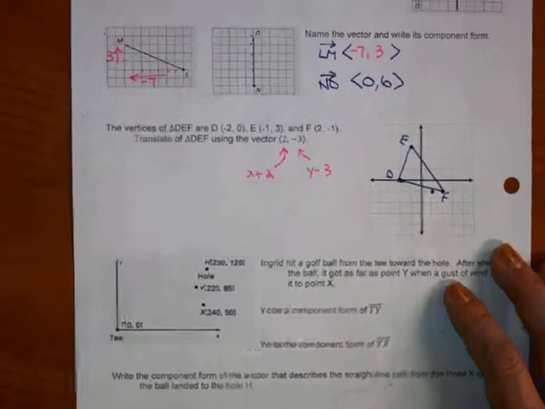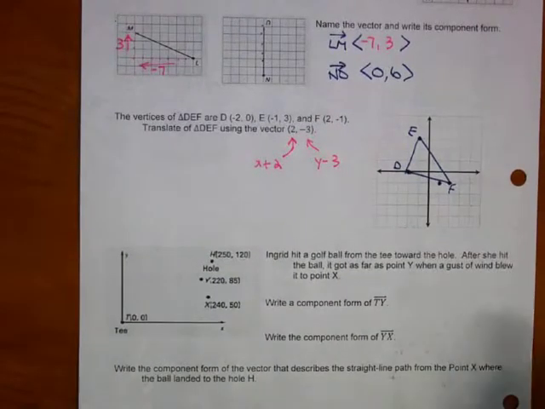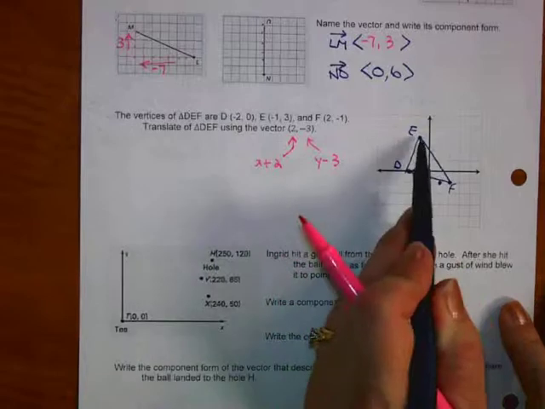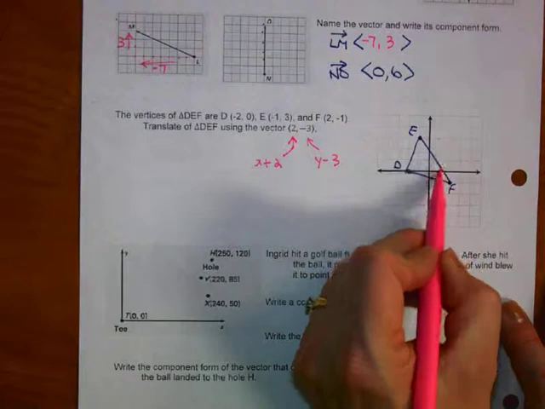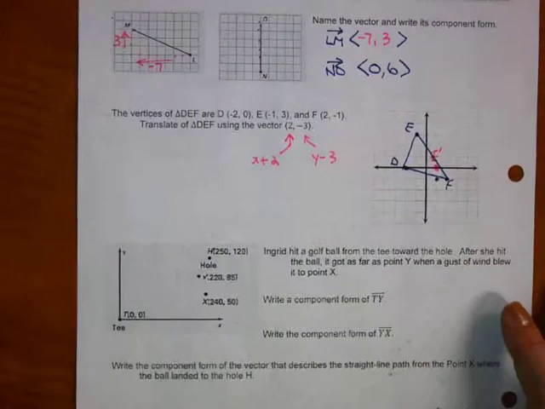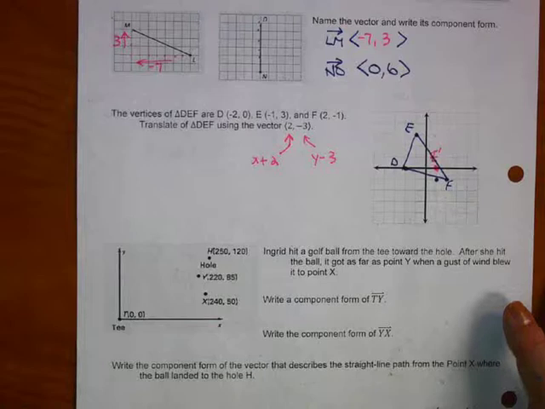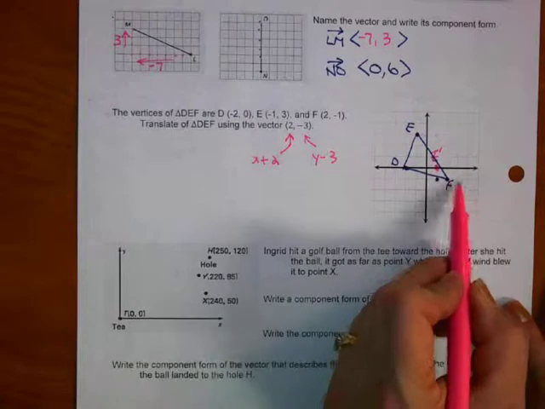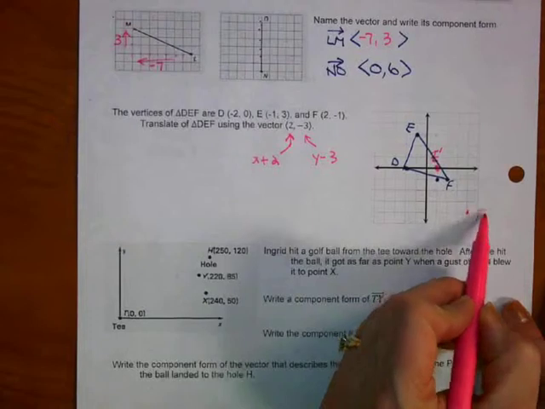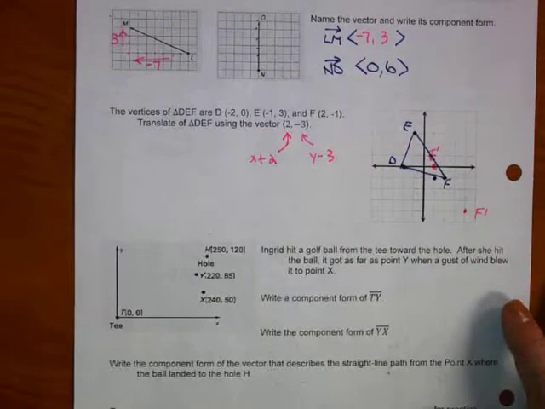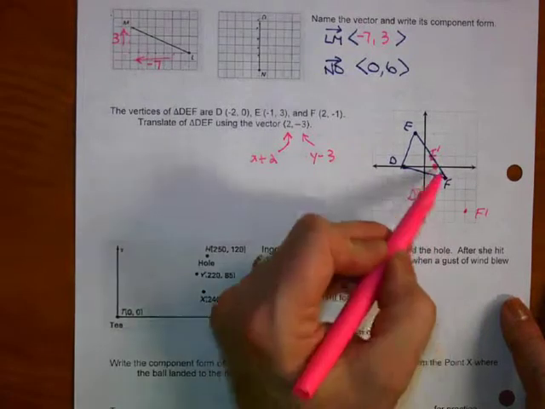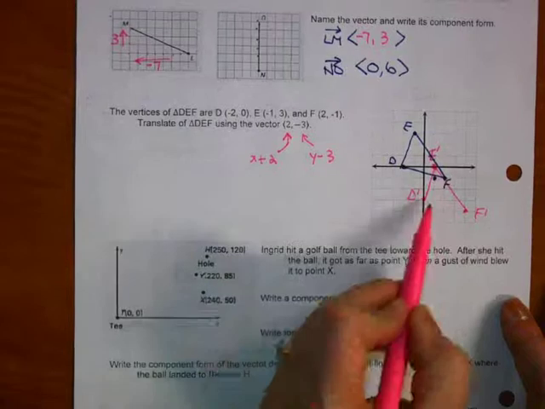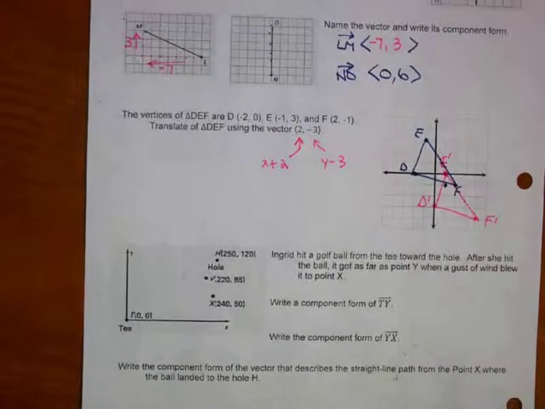So I'm going to start at E here. I'm going to go over 2, and down 3. 1, 2, 1, 2, 3. There's my E prime. Then I do it for F. Over 2, down 3. There's my F prime. And then you do it for D. Over 2, down 3, D prime. And then you've translated that triangle. Cool, huh? Nifty.